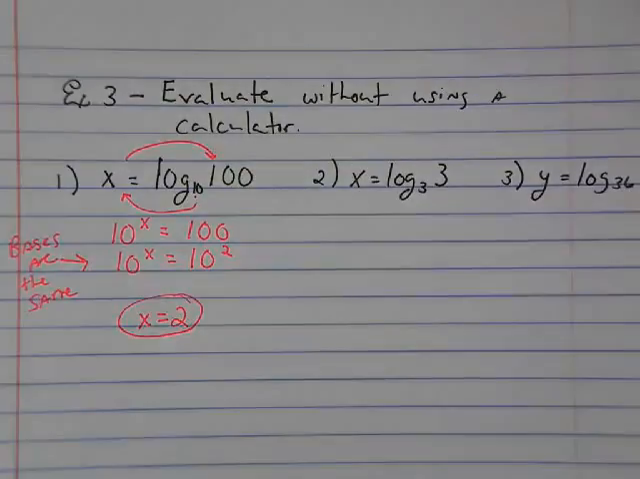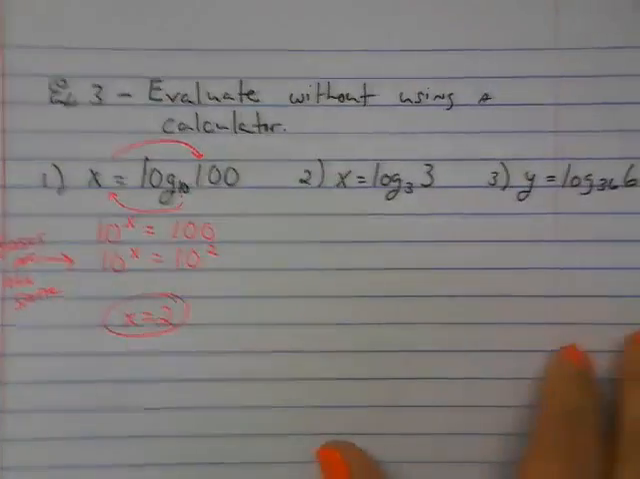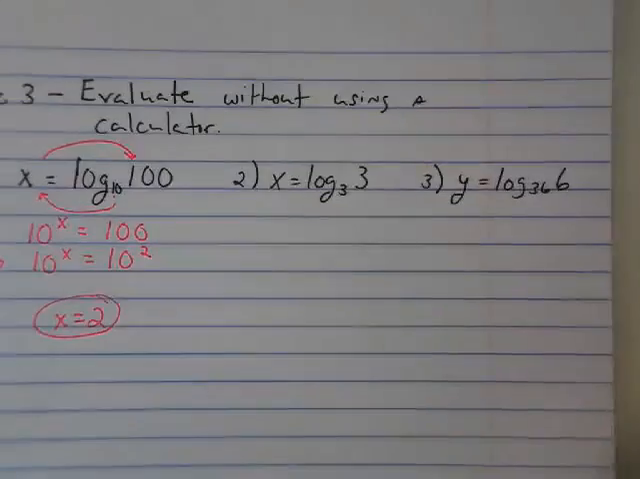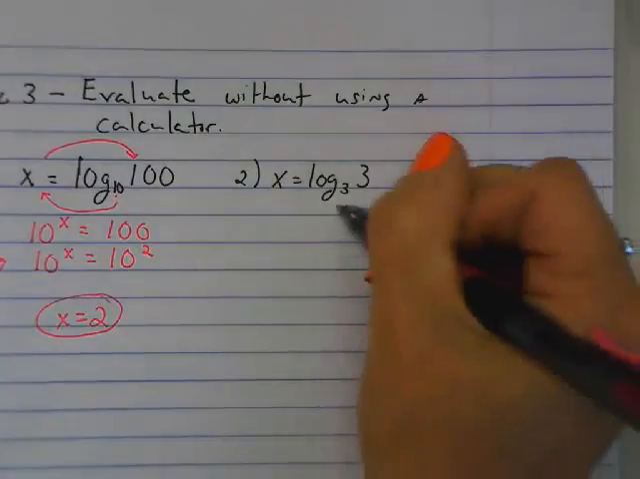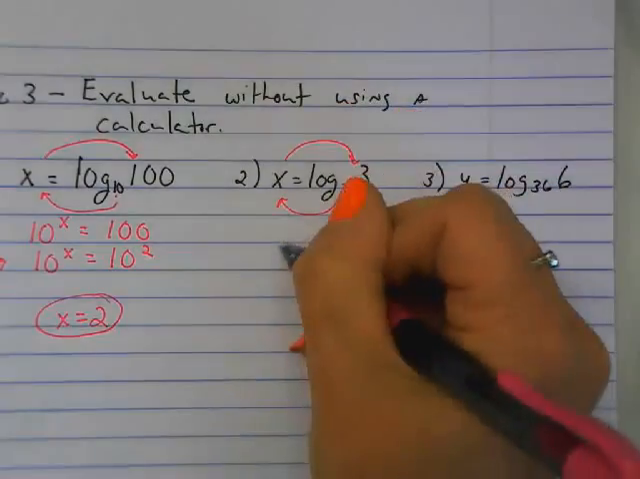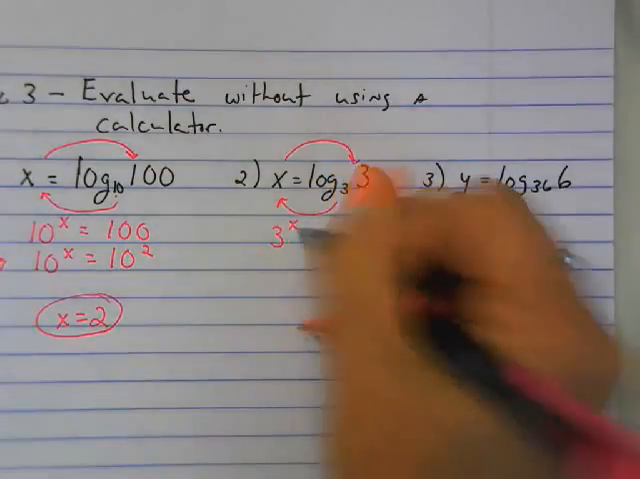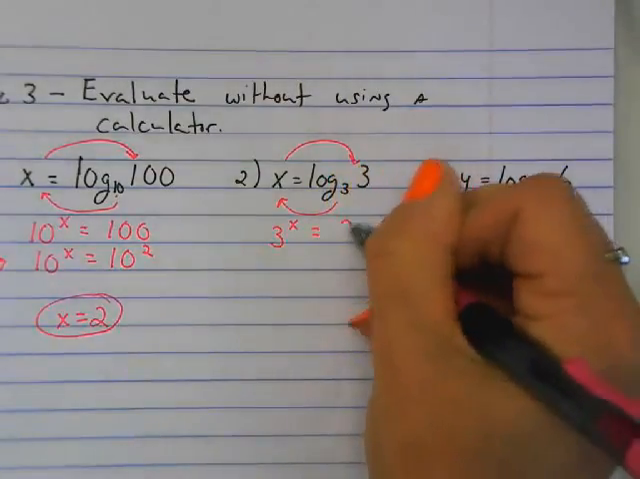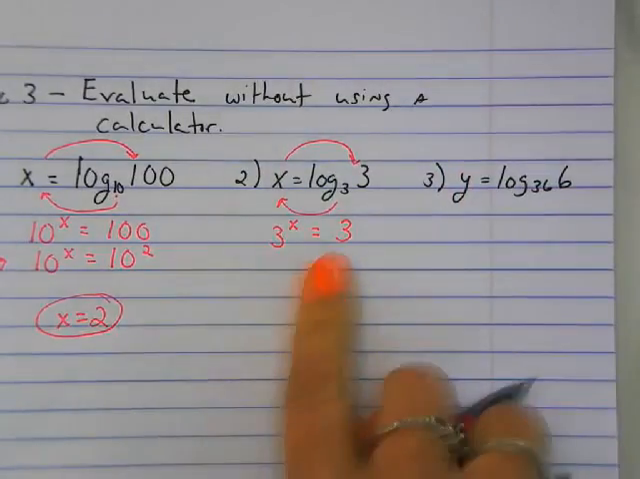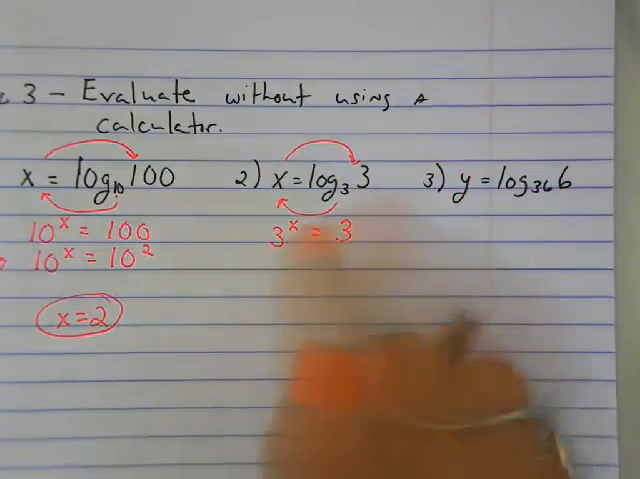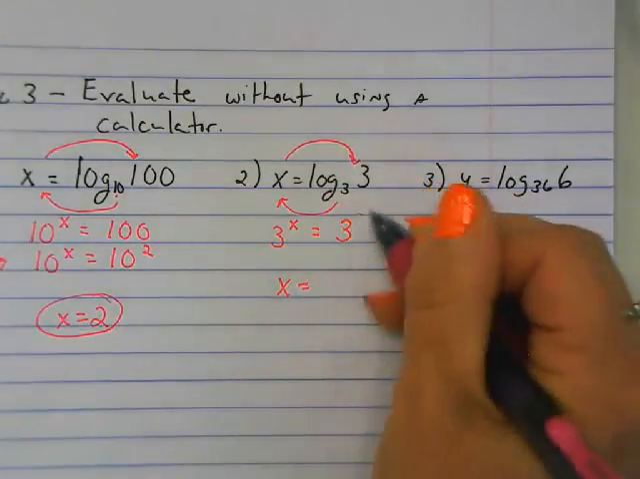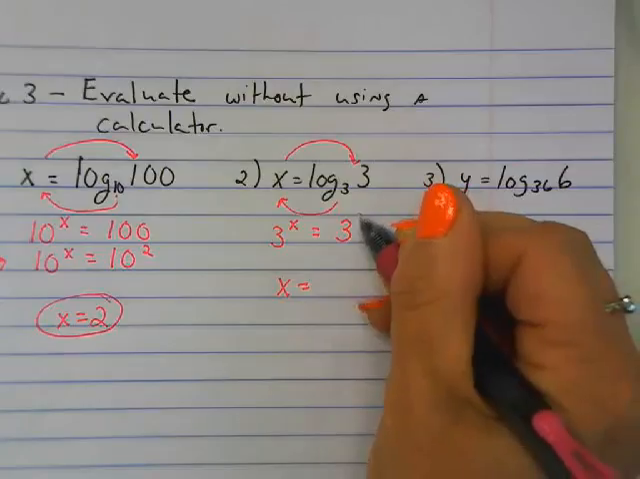Okay, so I'm going to help you set up number 2, and then I'm going to let you try it on your own. Alright, so first go ahead and loop-de-loop. So 3 to the x power is equal to 3. Alright, so these already have the same bases. So I'm ready just to drop the bases, and x would equal, what's the exponent of this 3? Remember there's that imaginary 1 up there, so x would equal 1.